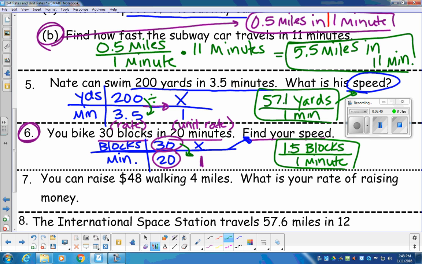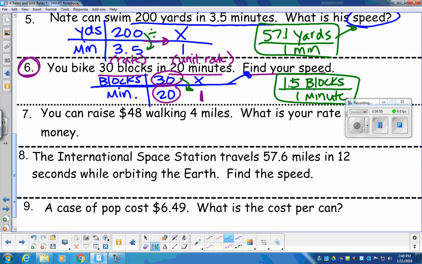We could probably assume that the blocks must be pretty long then if that's what it's taking us to travel. Depends on how fast you can bike and if there's hills and things like that. But that is the speed in which you're traveling. When we break it down from 30 blocks in 20 minutes, it is the same as 1.5 blocks in 1 minute.